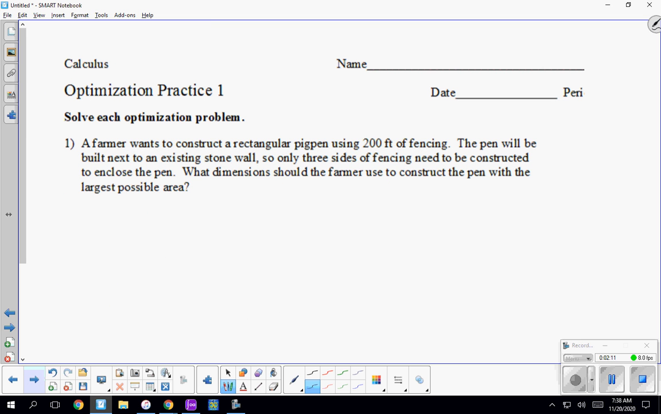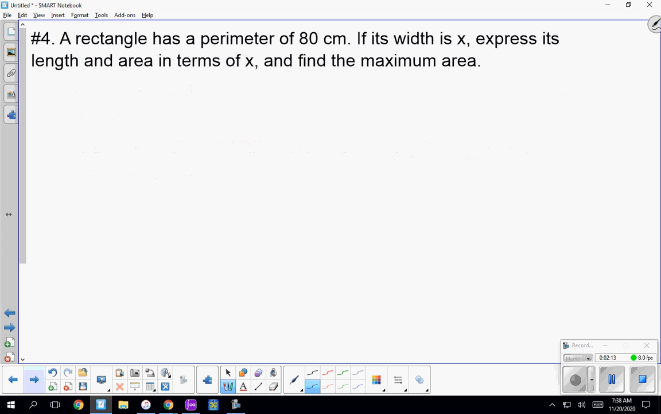Now we're going to go over a question from Monday's assignment. It looks like this, optimization practice 1. And we're going to go over number 4. A rectangle has a perimeter of 80. Its width is x. The question says right here, find the maximum area. So that's how we know that we're going to do calculus. And this is what we're going to take our derivative of.